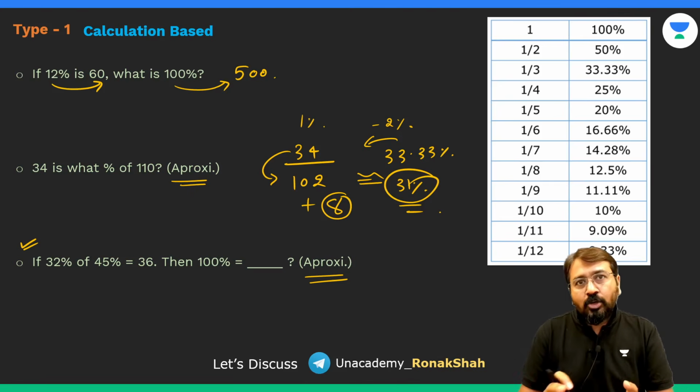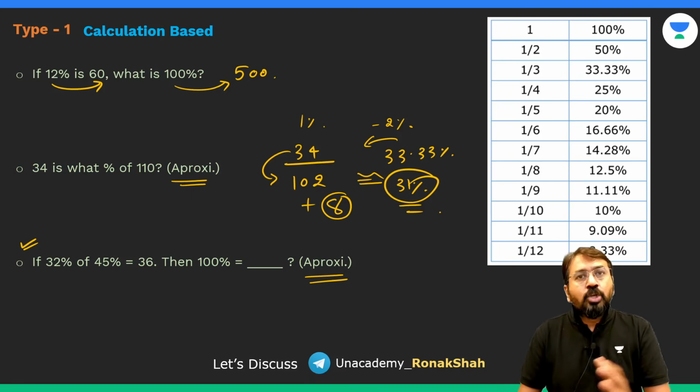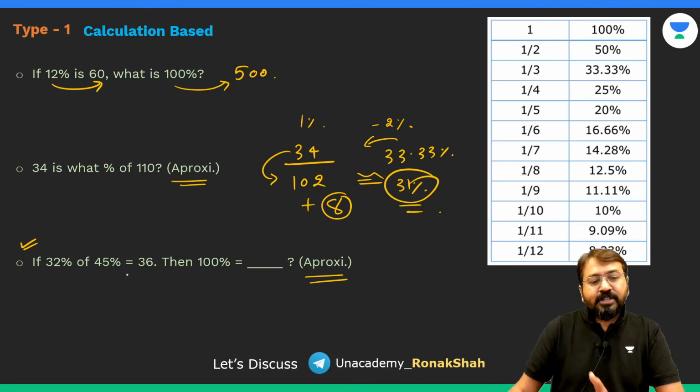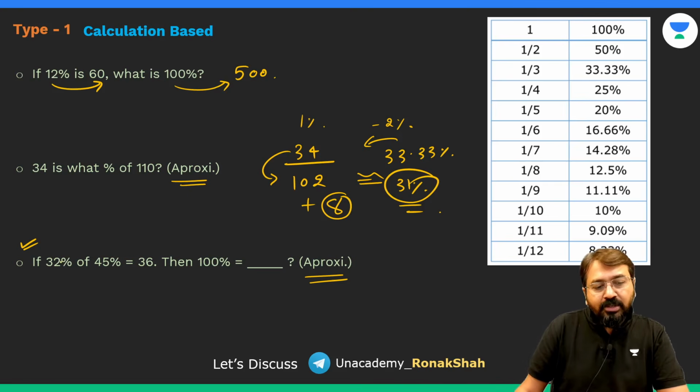Can you make an error of, say, plus or minus 5, or can you make an error of just plus or minus 2? Based on that, you will do the approximation. For example, what I'll do over here is consider 32% as 33.33%. And 33.33% is nothing but 1/3. So can I say 1/3 of 45 is 15?